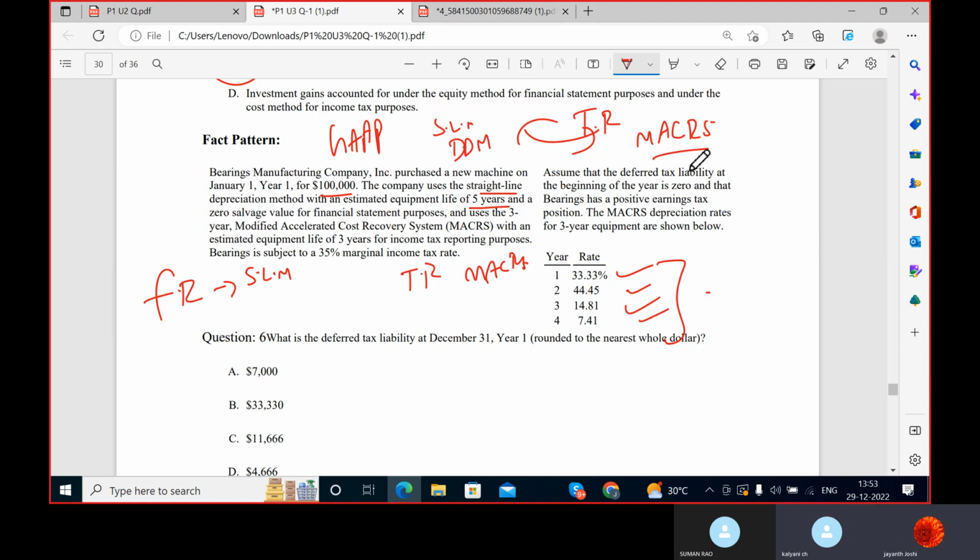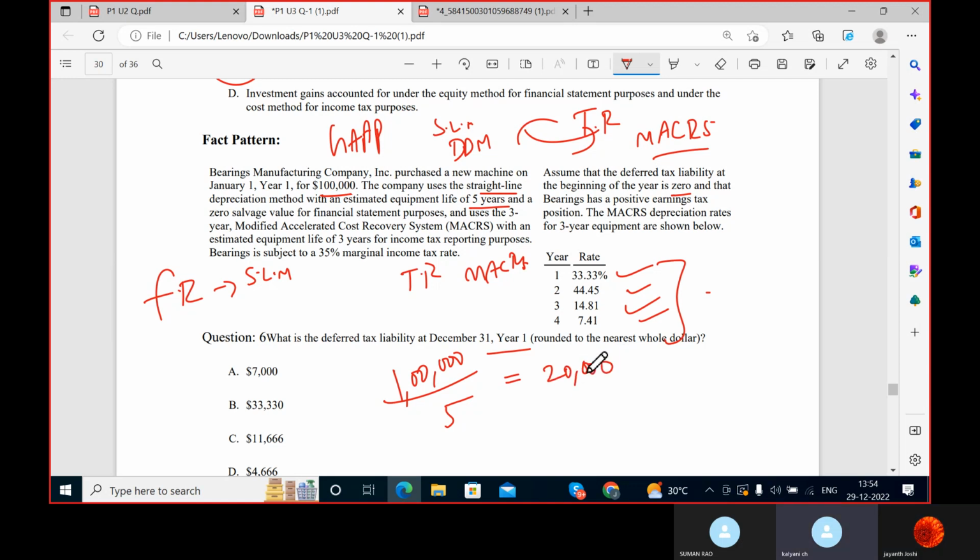And they are saying DTA at the beginning is 0. See, Kalyani, I used to tell you, if nothing is there, you have to assume 0. So now the question is, we will find out depreciation as per both the methods. 3 years is given. So what is the deferred tax liability? They have made the question very simple for you. Only for year one is asked. So let us find out the depreciation as per the straight line and as per the MACRS method. So 100,000, salvage value is 0, divided by 5. What will be the depreciation?